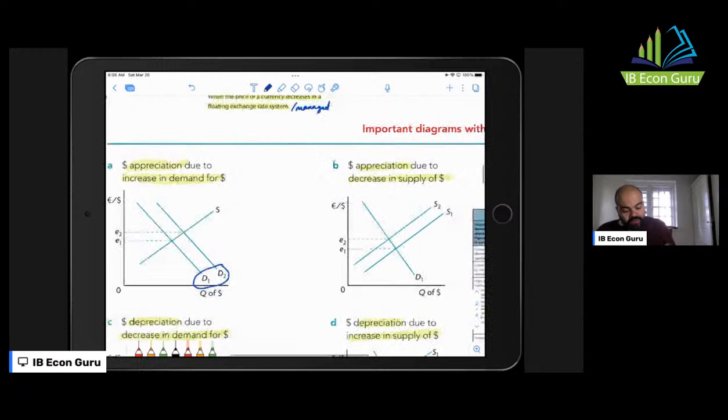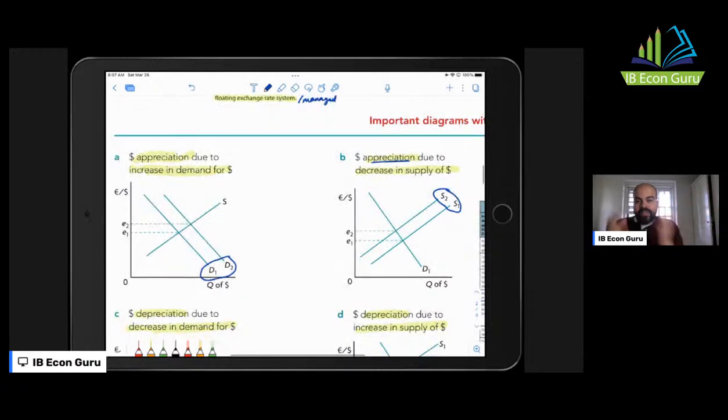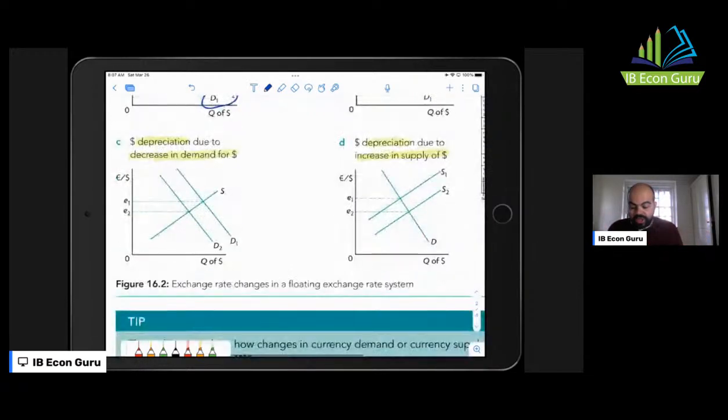Okay? If the supply of the dollar decreases, that would also cause an appreciation. Maybe the supply of the dollar has decreased because fewer Americans are traveling overseas, buying from Eurozone countries or the European Union, saving or investing in Eurozone markets. Okay, so either an increase in demand or a decrease in supply would cause an appreciation in a floating exchange rate system. A depreciation is the opposite.